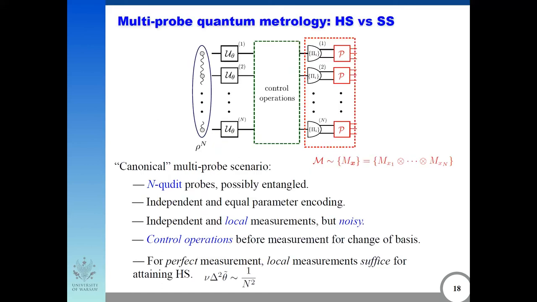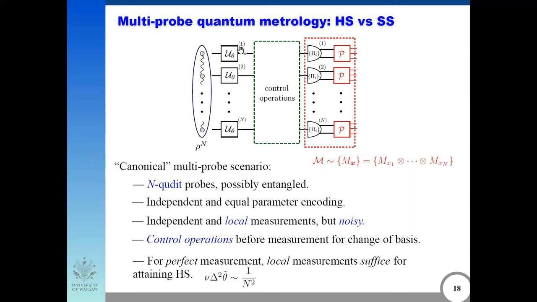Sure. Okay. So now I'm moving on to this. Finally, now to this exciting situation where we discuss the scaling. So now we have the multi-probe quantum metrology scenario. So what is the situation? The situation is the following: we have N probes which could be entangled here. So we just imagine we can arbitrarily initialize the states.